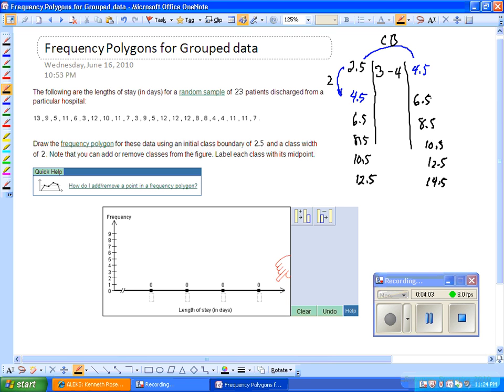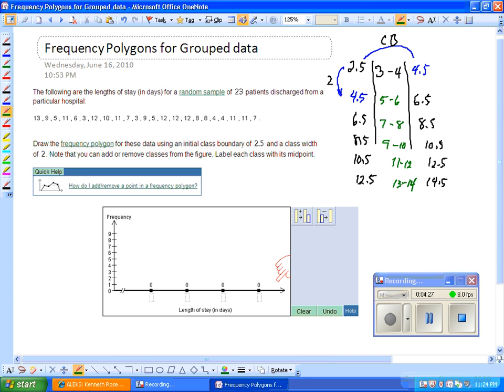So 4.5 to 6.5 is class 2, 6.5 to 8.5 is class 3, 8.5 to 10.5. But really, do we see any decimals here? No, we do not. So we can actually think of it as being class 2 is actually 5 to 6, 7 to 8, 9 to 10, 11 to 12, 13 to 14.